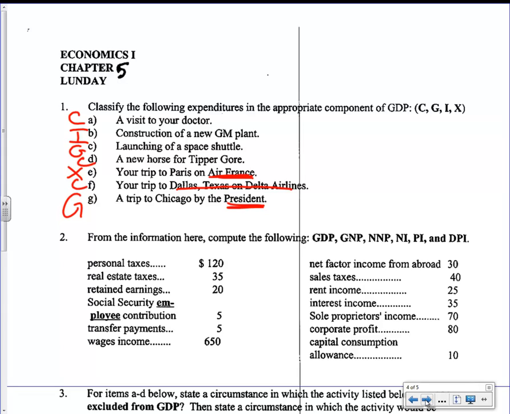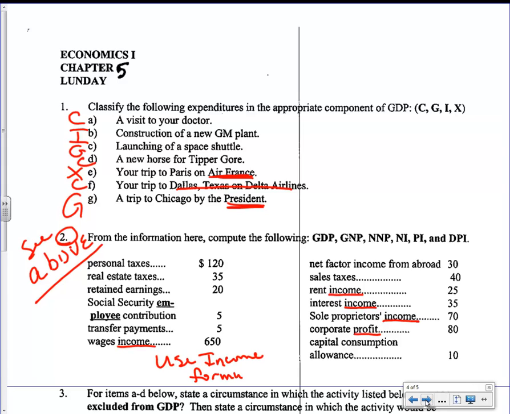So in looking at the next problem, let's go above. See above. So I'm going to go to the previous page, and as you can see, when we look at this, we have income, income, income, income, profits. So we know we have to use the income formula for gross domestic product.